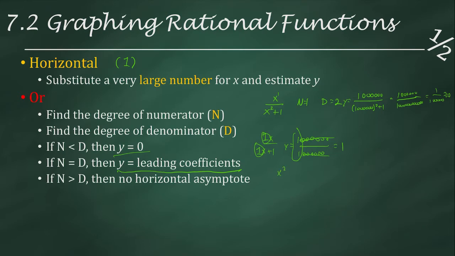Lastly, if I make the degree on top larger, let's plug in a big number. And again, 1,000,000 plus 1 is essentially 1,000,000. So on the top, I have 1,000,000,000,000.